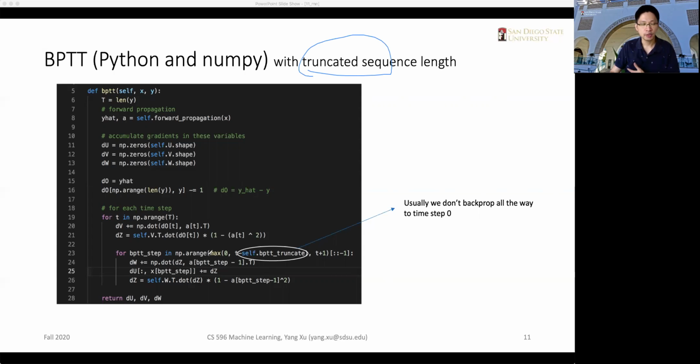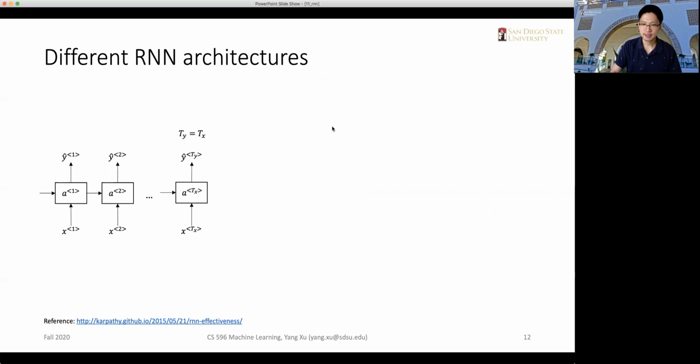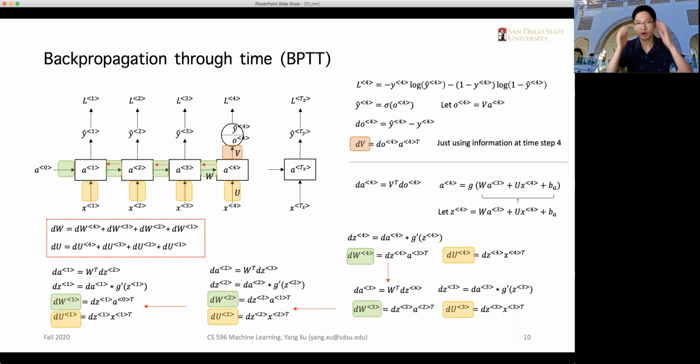So this code is just for demonstration. You don't need to read the code, but the truncation happens in the last for loop. This for loop basically defines how many backprop through time steps we want to go, and it sets some upper limit, okay, with this backprop truncate parameter. That said, we don't want to go all the way back to the very beginning. All right, and that's the forward pass and the backprop through time for recurrent neural networks.